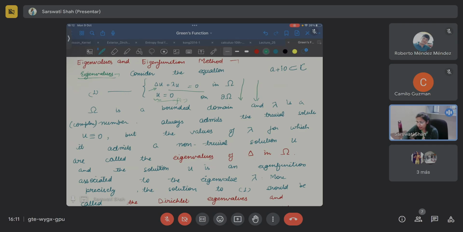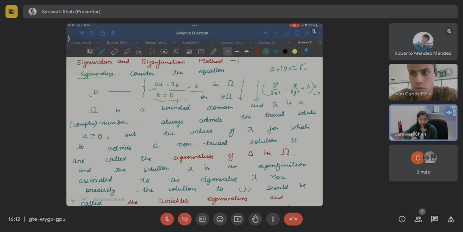Do you understand the meaning of homogeneous? Yes, the function on the right hand side is equal to zero. The equation where there is no source term. So we can write it like this, isn't it? So this is a homogeneous equation.